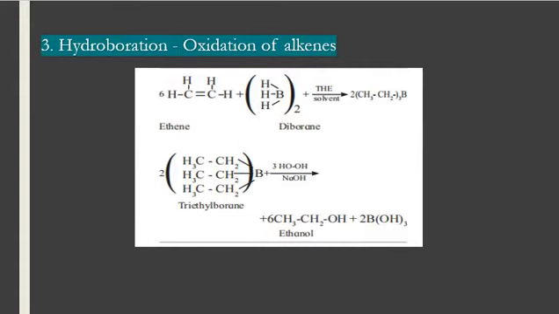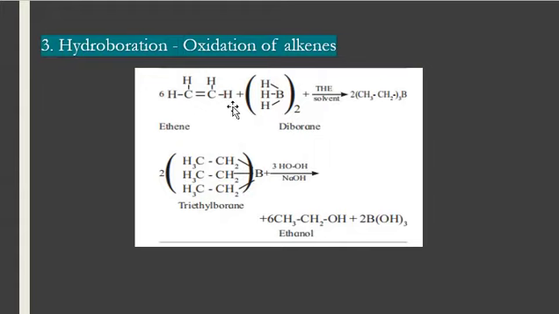Now another method of preparation is hydroboration, that is oxidation of alkenes. When diborane, which is B2H6, and alkene undergo addition reaction, or you can say hydroboration, they give trialkyl borane, and further this trialkyl borane on hydrolysis in the presence of alkali will be giving us alcohol and boric acid.